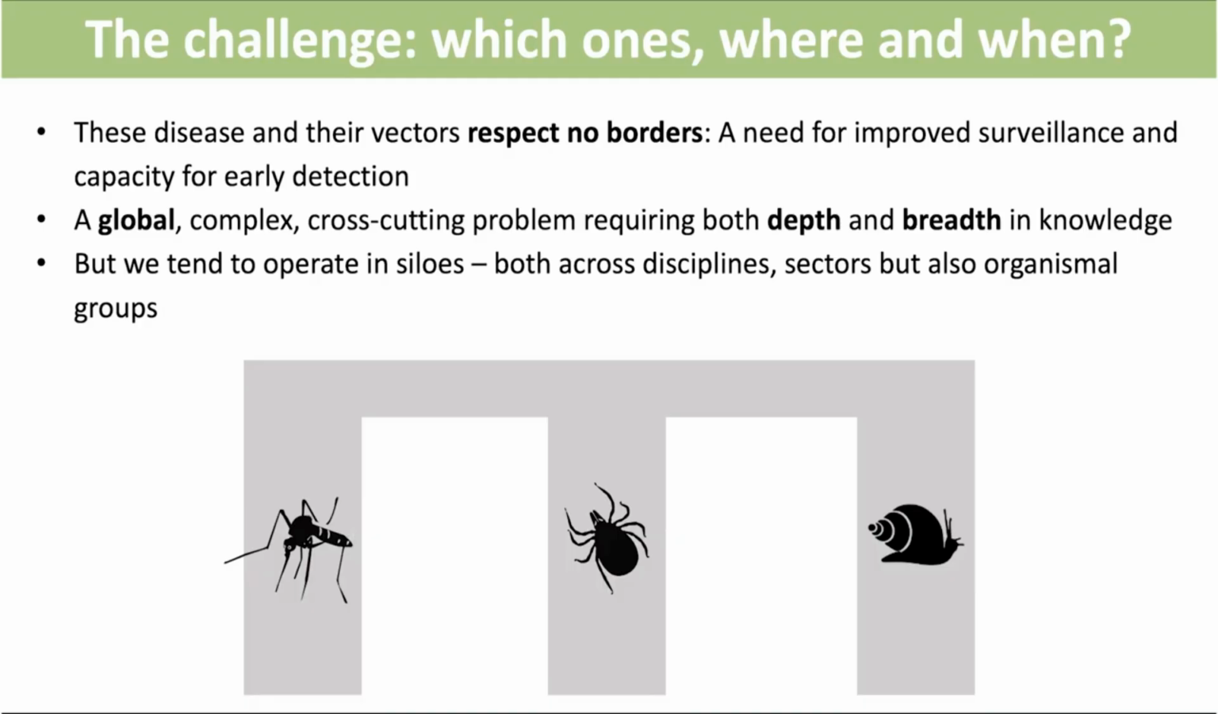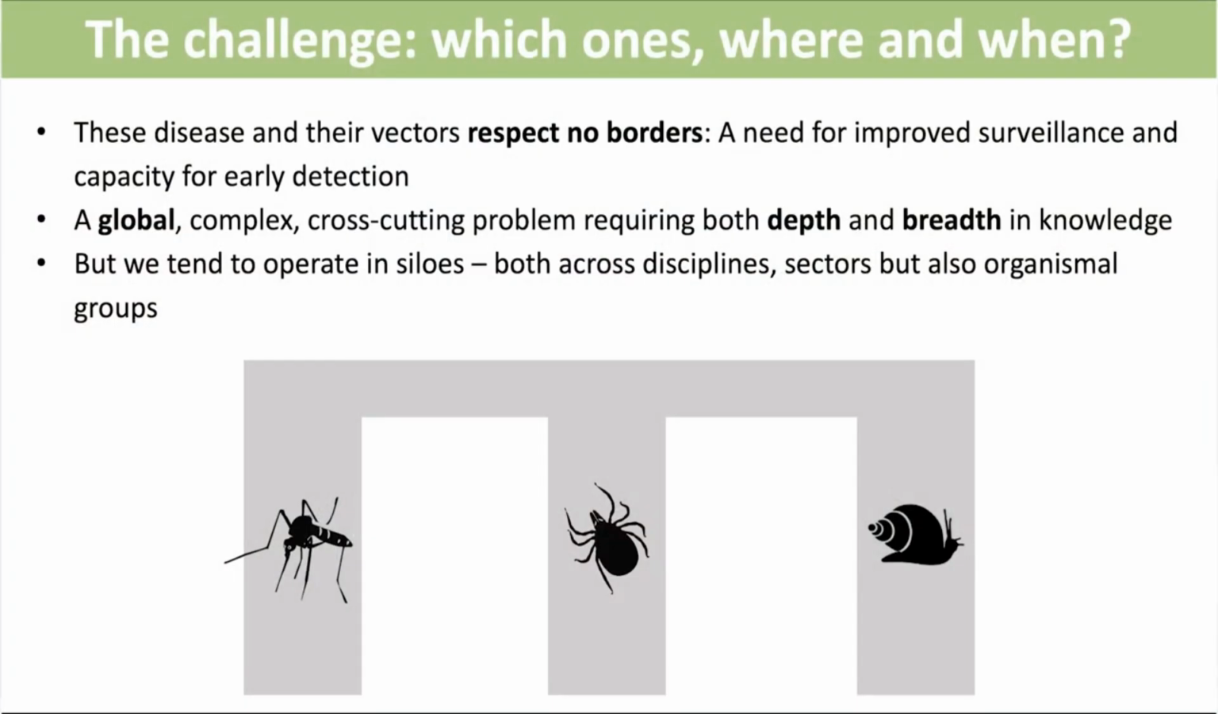Unfortunately, we do tend to operate in so-called silos, both across disciplines scientifically, also across sectors, but also in how we work with, for instance, the different vector groups, as illustrated here in these three pillars, or you could also call them teeth of a comb, representing mosquitoes, ticks, and snails. What we need is a more comb-like approach, where we also acquire some breadth in our knowledge, where we learn a bit from each other, and from the depth and the experts that we have in each of the individual fields.